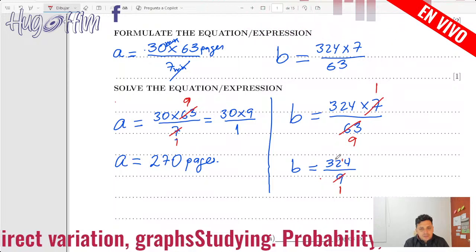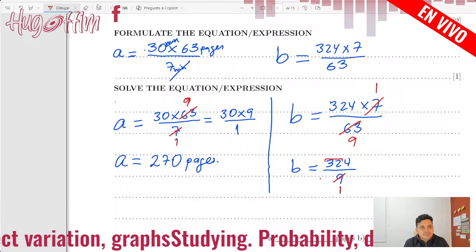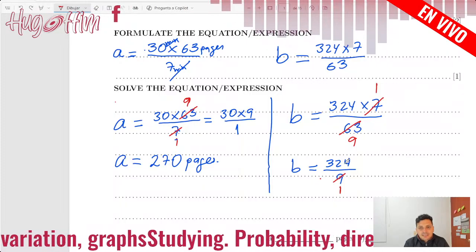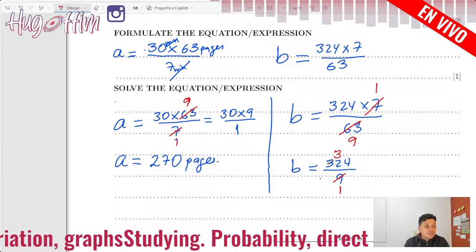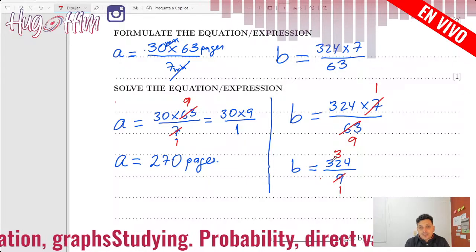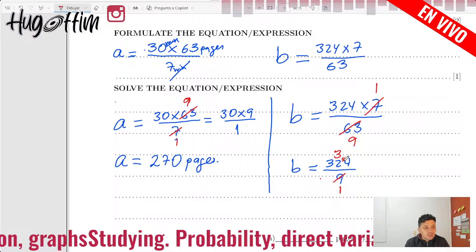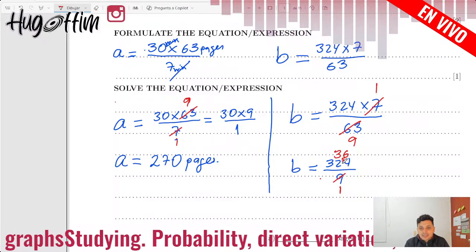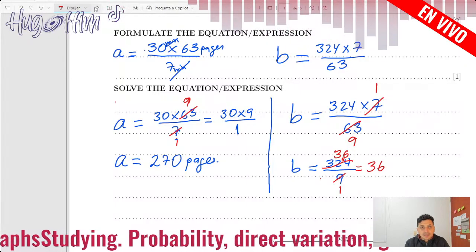32 divided by 9. It's going to be 3, right? Because 3 times 9 is 27. And 27 to 32 is going to be 5. So I'm going to put here a small 5. So it's going to be the new number, 54. 54 divided by 9 is 6. So the answer is going to be 36.